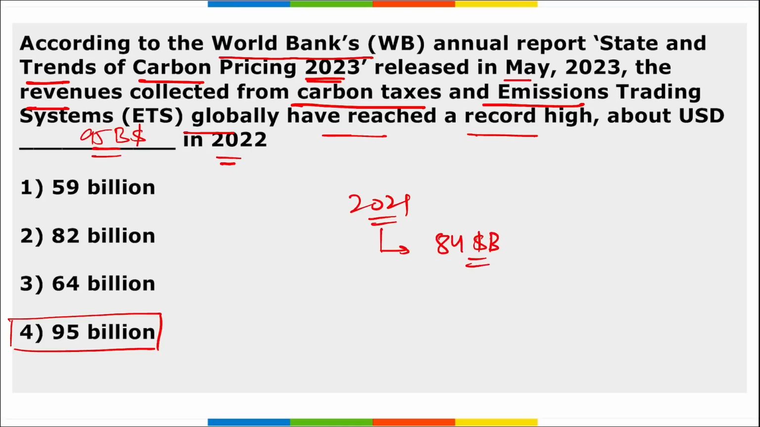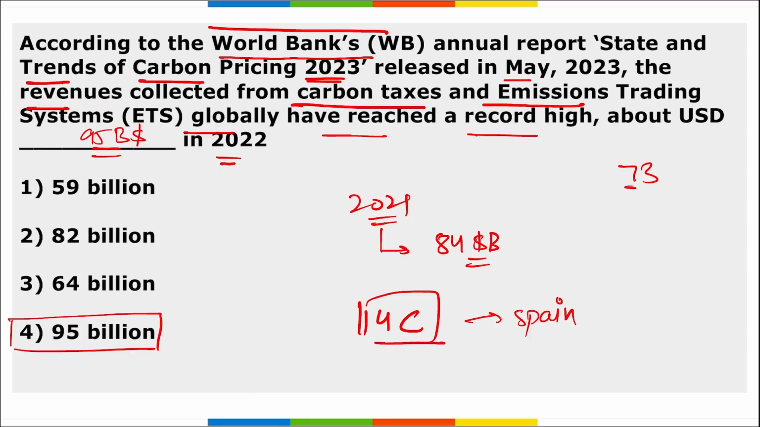Correct? And this report was released by whom? See, this was your World Bank's annual report, correct? But this report was launched during what? This was launched during Innovate for Climate. This was an event that was going on in Spain. During this Innovate for Climate, this particular report by World Bank was released. Also, as per the report, there are currently 73 global carbon pricing instruments in operation.